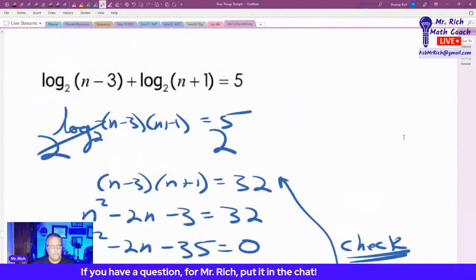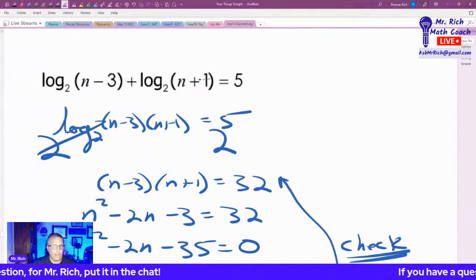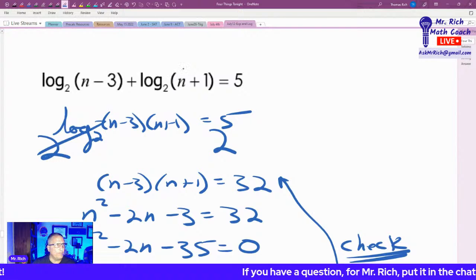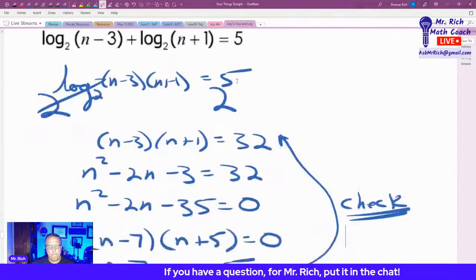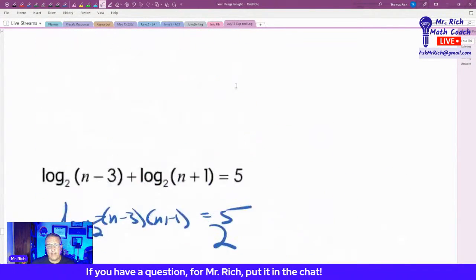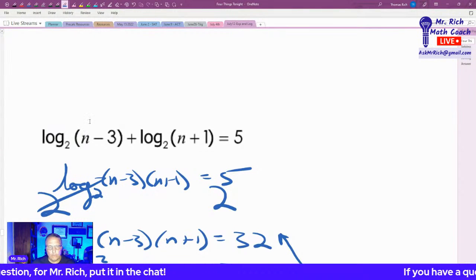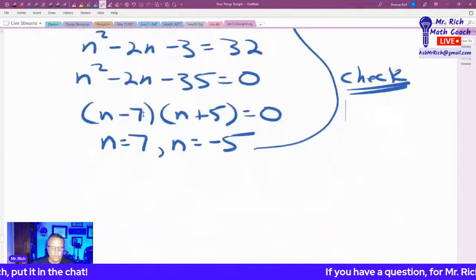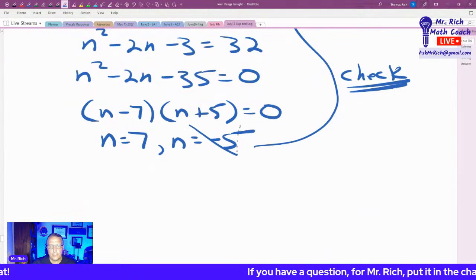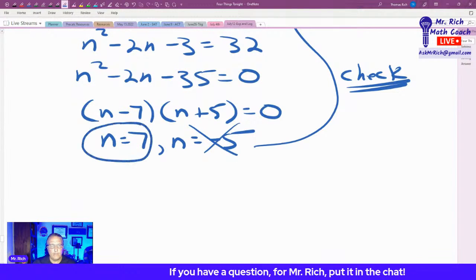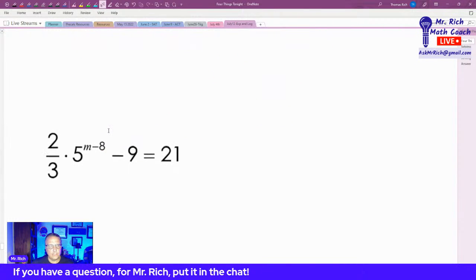7's not a problem, right? This would be log base 2 of 4 plus log base 2 of 8 equals 5. So both of my arguments would be positive. When I put in negative 5, not going to work. That's going to make both of those logarithms have a negative argument. We reject that as extraneous. We're going with n equals 7. Let's see what else we got.